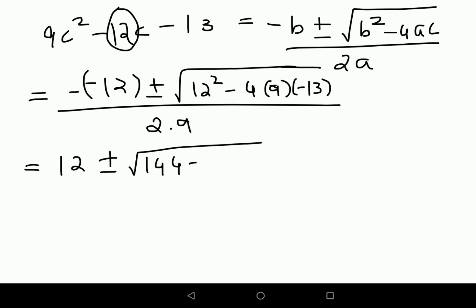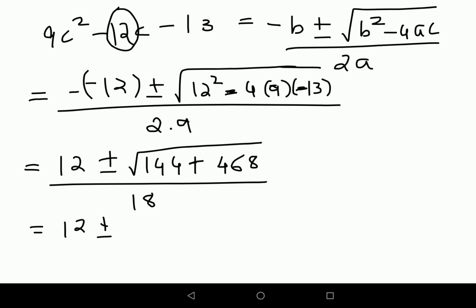468. Okay, but since there is a negative 4 and negative 13, this will become plus 468. And 2 into 9 gets you 18. So now you have 12 plus minus root of 144 plus 468 gets you 612 upon 18. Okay. Now I can write this 12.